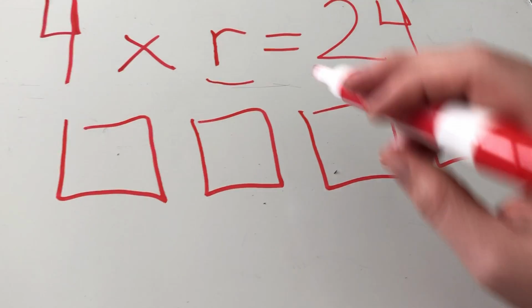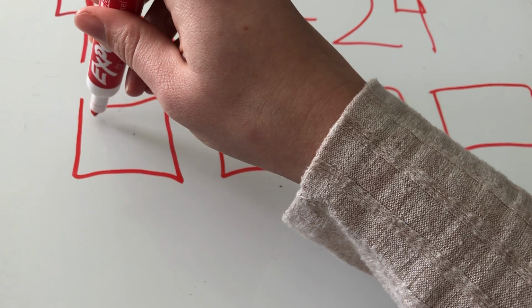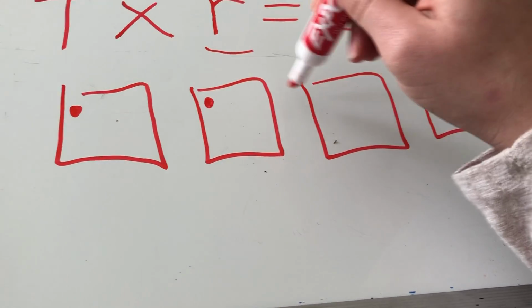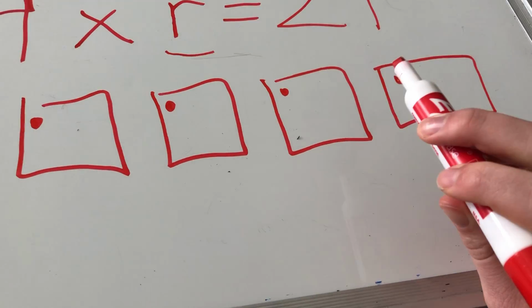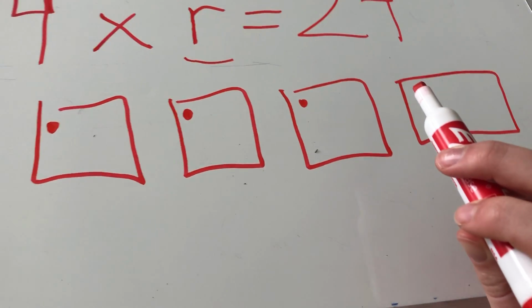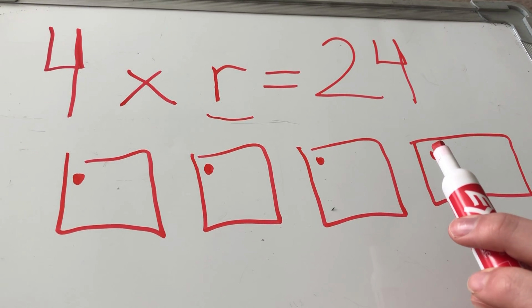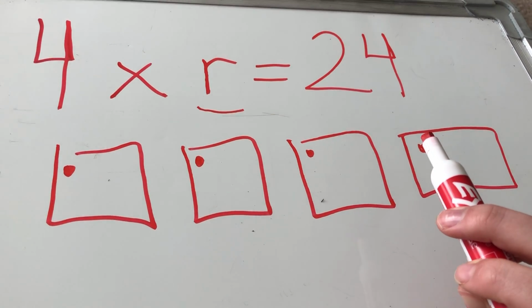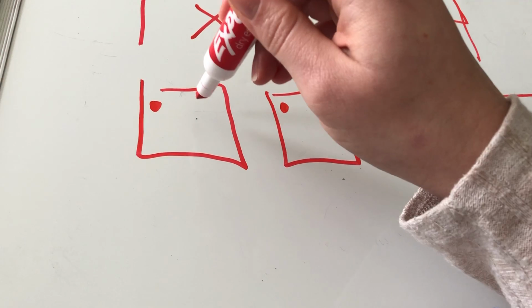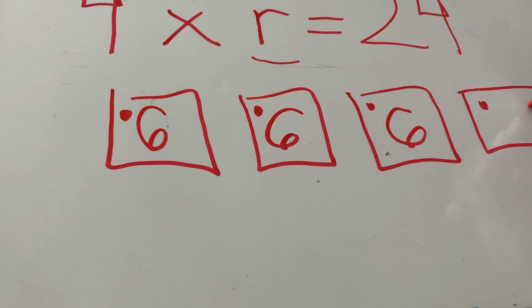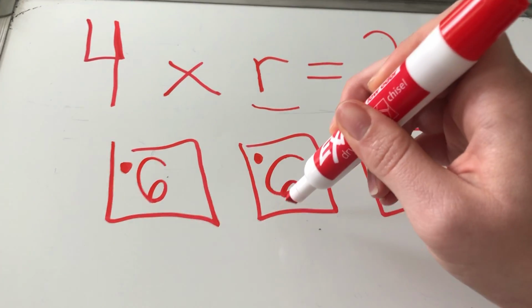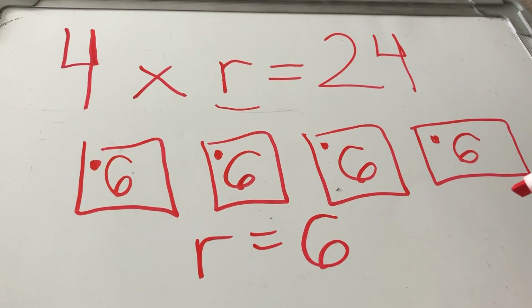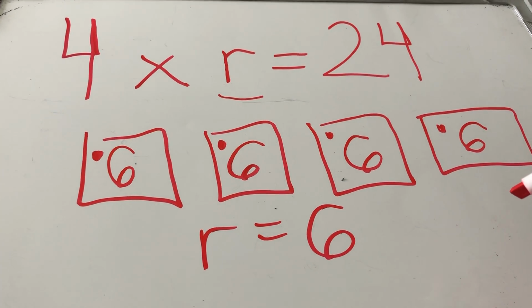So we can do this method, right, where we add 1 at a time until we stop at 24. 1, 2, 3, 4. I'm going to have you continue to do the rest, okay? Do the rest, and then we'll say what R equals. Yeah. R equals 6. 4 groups of 6 equals 24 all together. Nice. Let's do one more.